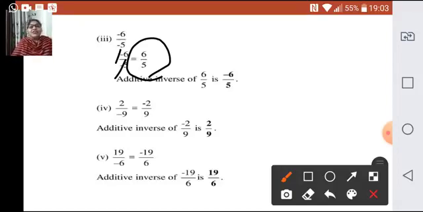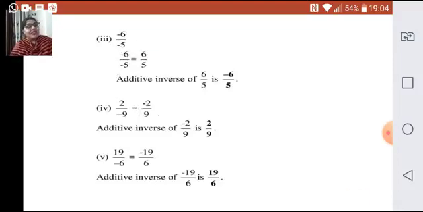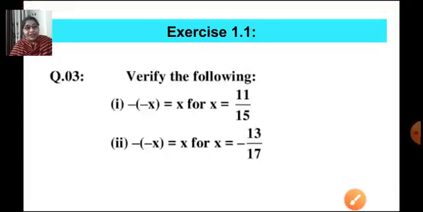Right? Now here 2 upon negative 9, we always write the negative sign in the numerator, the standard form of a rational number. So it is written as negative 2 upon 9. And now we know the rational number is negative. Now make it positive for finding the additive inverse. So additive inverse will be positive 2 upon 9. 19 upon negative 6, again it is a negative rational number, make it positive, it will be 19 upon 6. Okay, children, so I hope this is clear about the additive inverse.